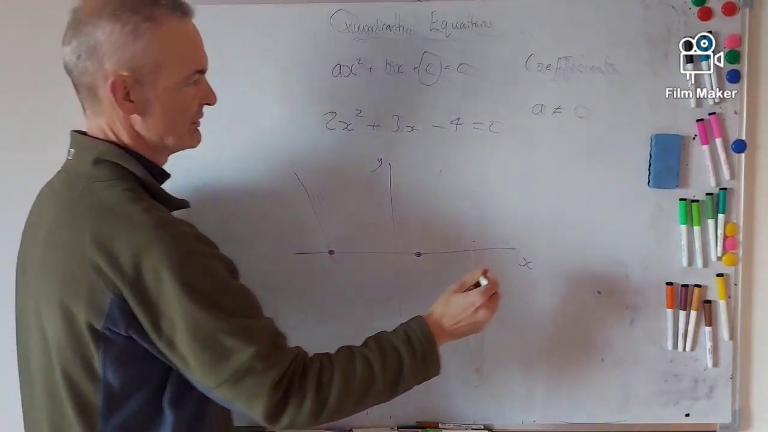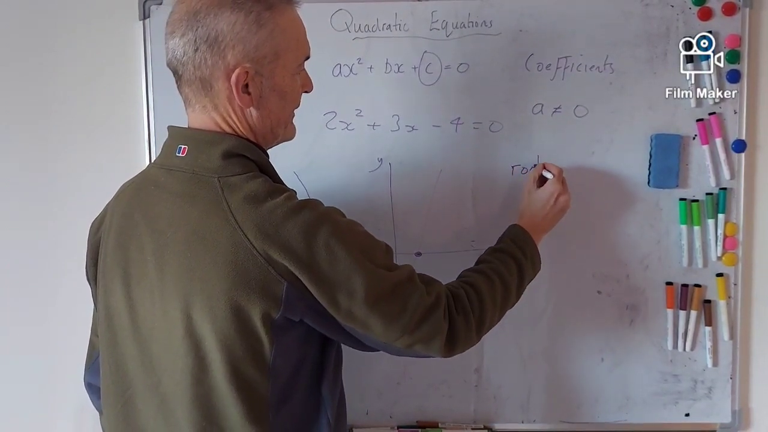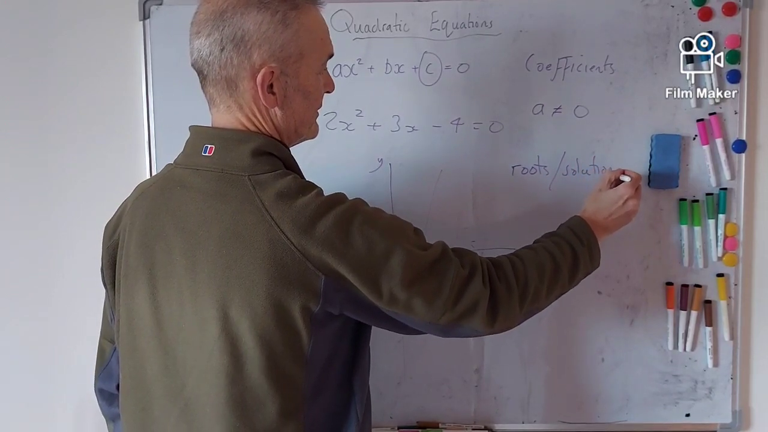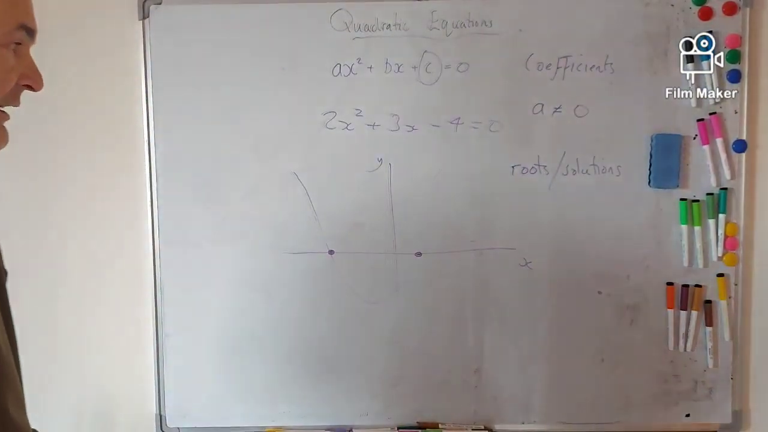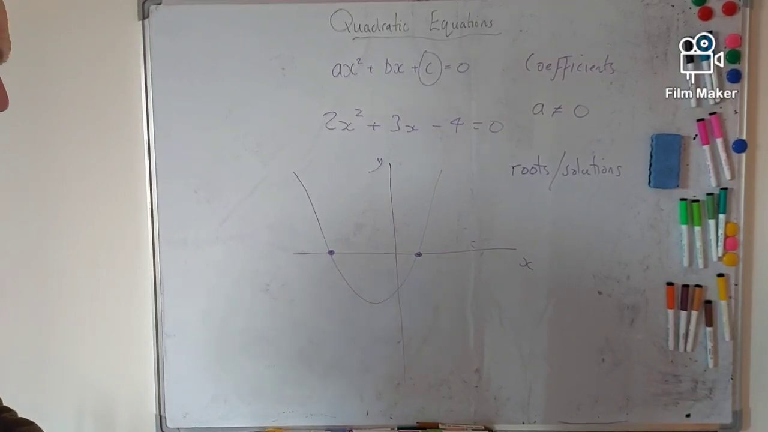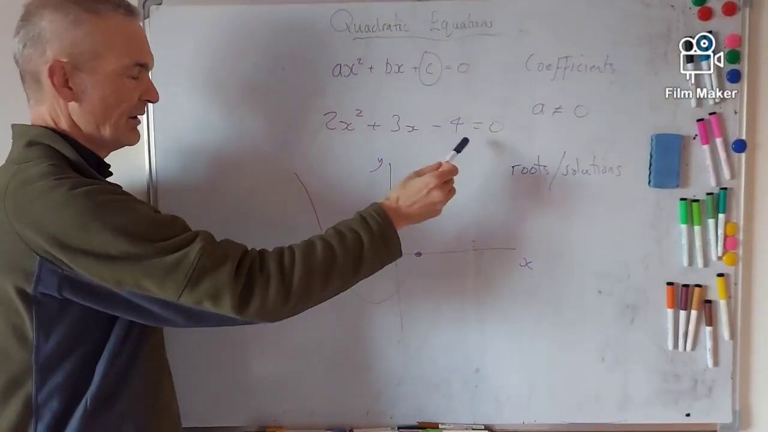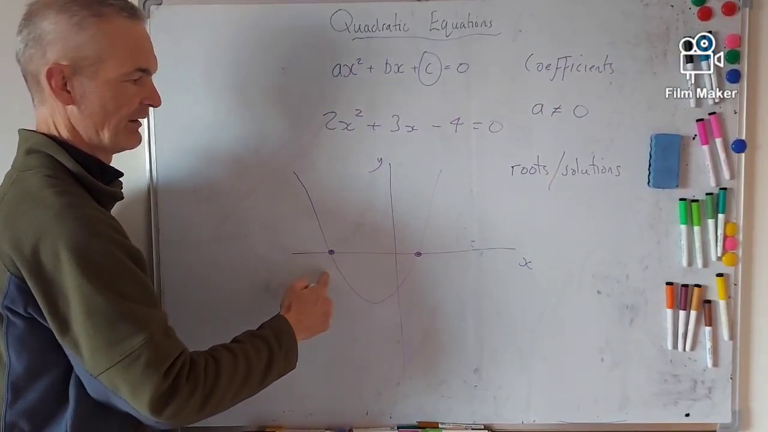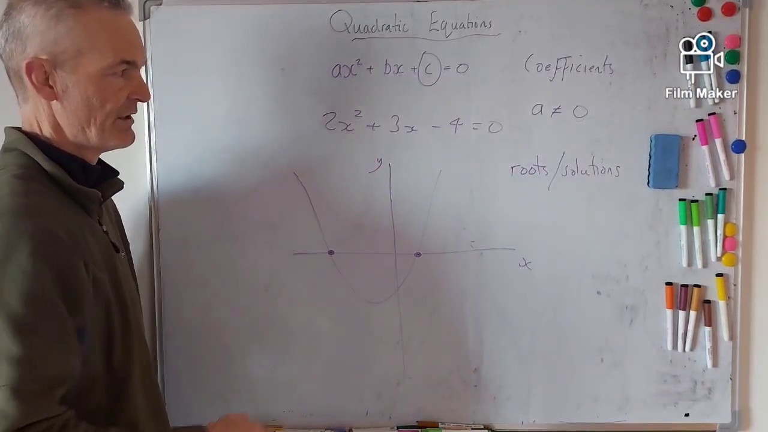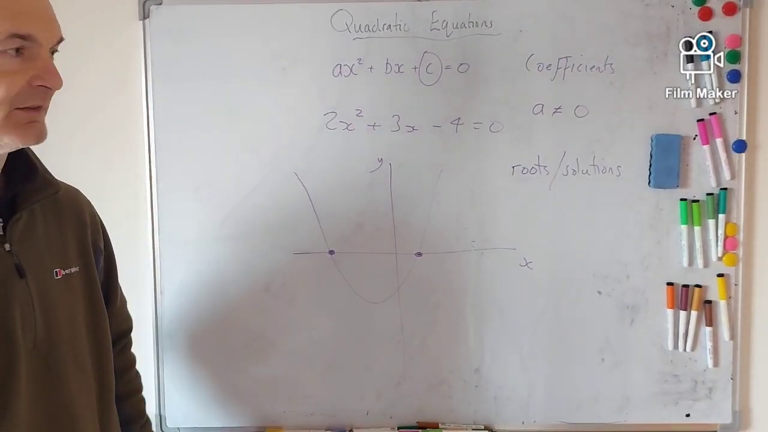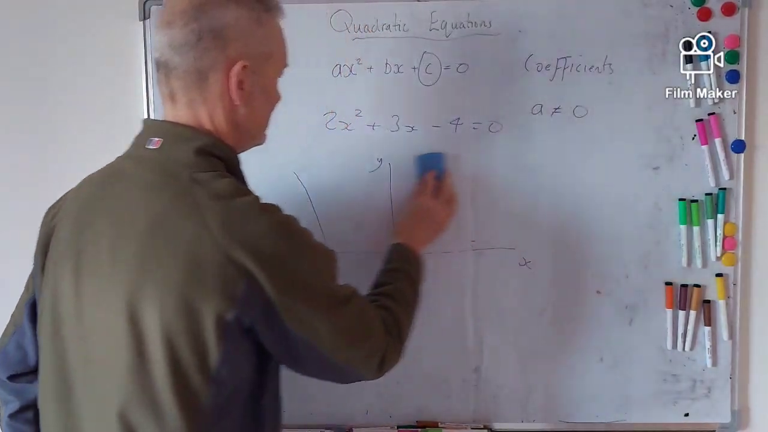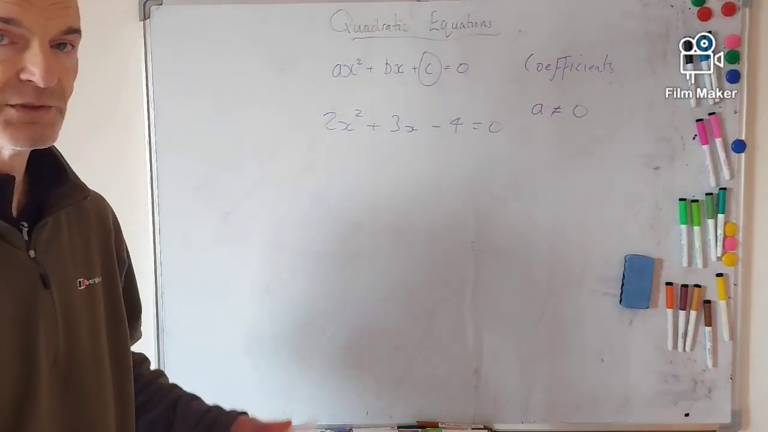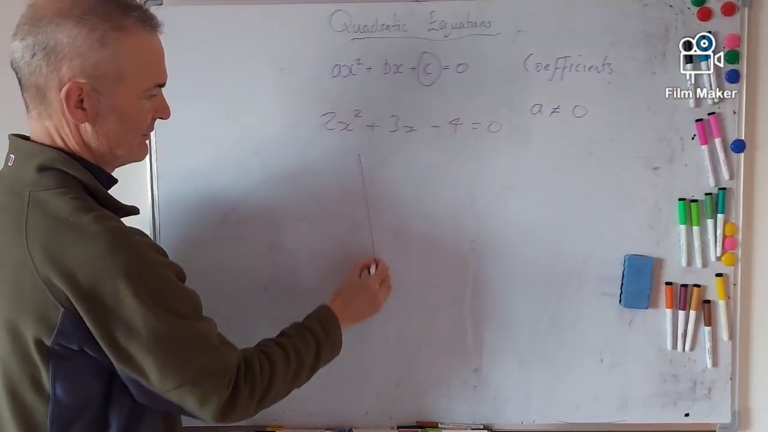So these are called the roots, or the solutions. Now, obviously in this one I've drawn here, I'm showing you that there are two solutions to this quadratic equation. Now they don't always have to be two solutions. It's possible that there could be one or no solutions. So what would that look like?